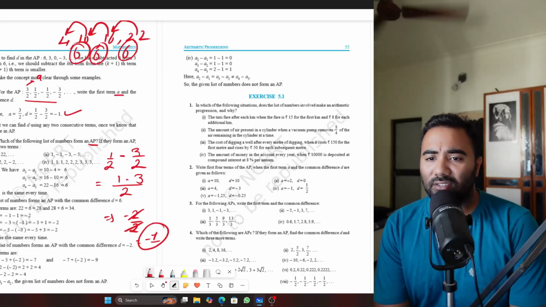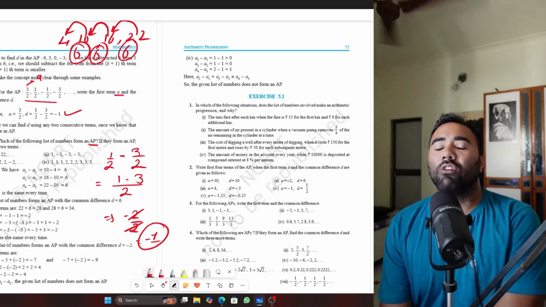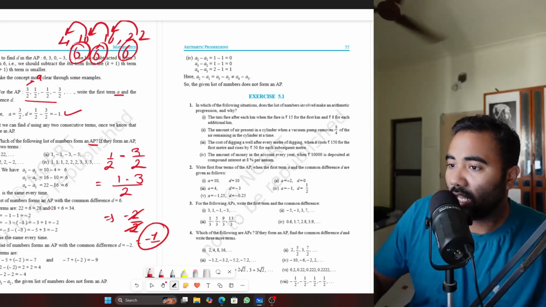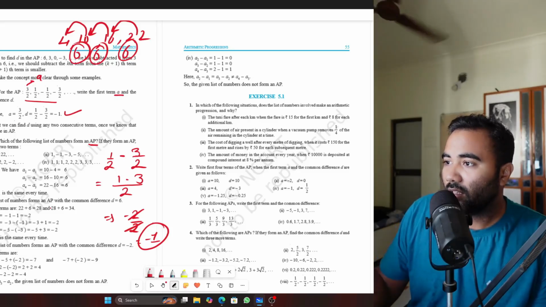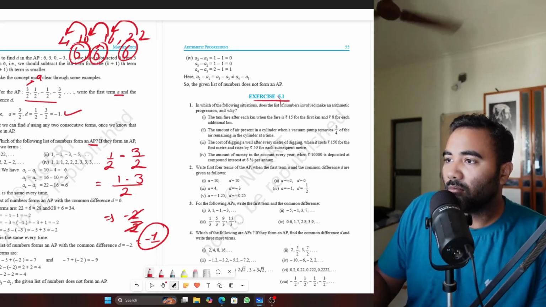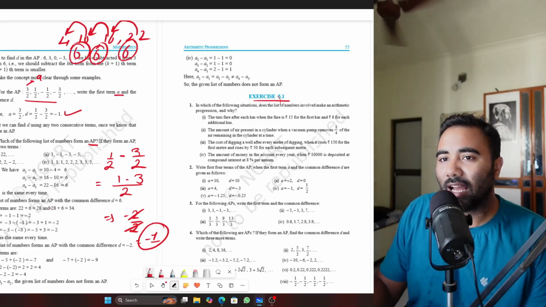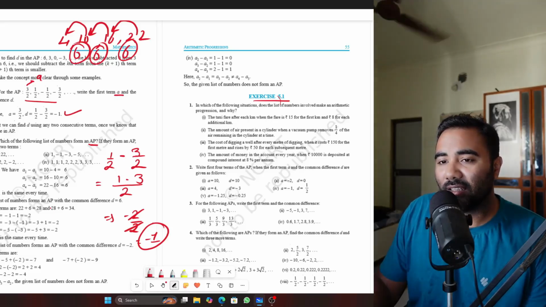Alright, fairly easy. I would recommend that you solve all the examples before you start solving the exercise, because sometimes in the exercises we are asked questions that are not at the basic level of understanding. They are somewhat HOTS, that is higher order thinking skill questions.